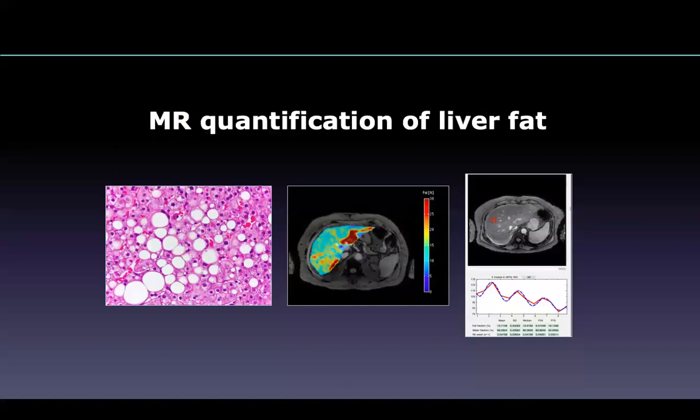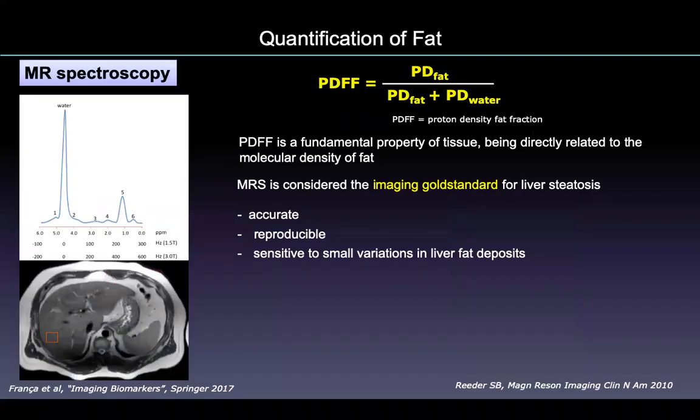So how can we quantify hepatic steatosis? Well, the imaging reference is MR spectroscopy. With MR spectroscopy, we can measure the density of the water protons and also the density of the multiple fat peaks that we can find in the liver spectrum. Then, applying this formula, we can calculate the proton density fat fraction, which is directly related to the molecular density of fat, so it is considered a fundamental property of tissues. And MR spectroscopy is considered now the imaging gold standard.